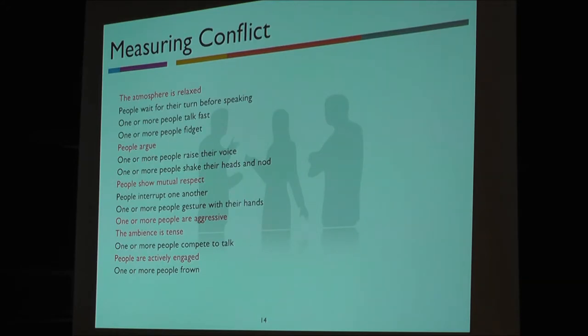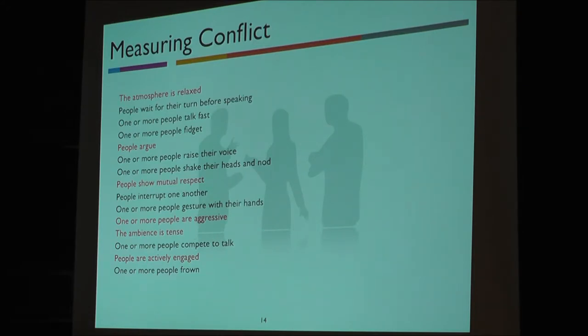The way we decided on these questions was simply to go through the literature that mentioned nonverbal correlates of conflict, pick the cues most frequently associated to conflict, and ask whether they were observed. In the inferential layer, there are things like the atmosphere is relaxed, people argue, people show mutual respect, the ambience is tense, and so on. This is not something you touch or observe. It is something people interpret about the clip they observe.